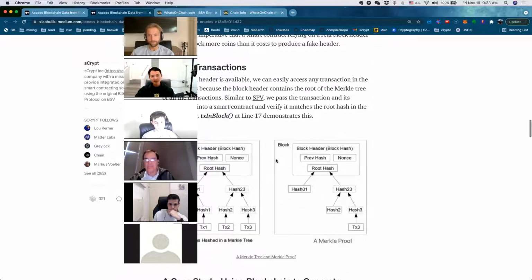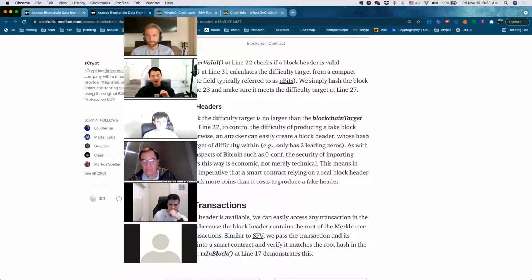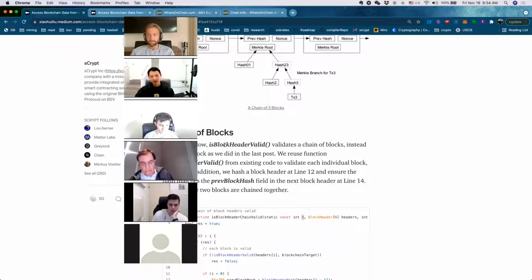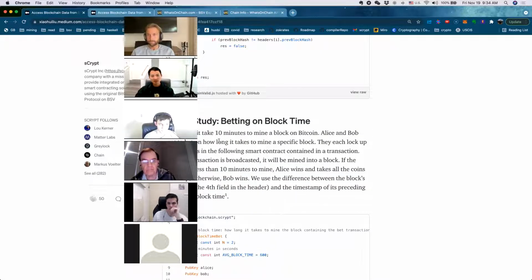So once you have a chain of blocks, the first question we talk about is why do we want a chain of blocks? First, you can increase the security of the blocks. You can even increase the cost of producing fake blocks, because it's much more expensive to fake a chain of blocks than just a single block, right?